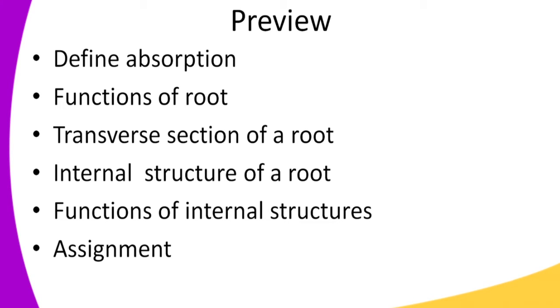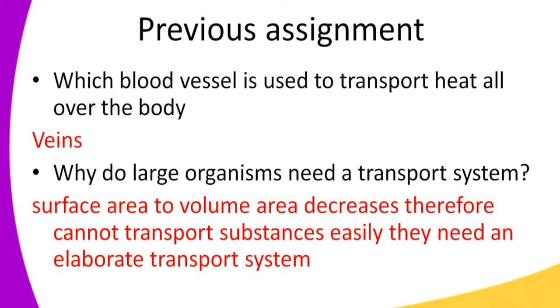So let us start by reviewing the previous assignment. Assignment number 1 was, which blood vessel is used to transport heat all over the body? The answer is the veins. They are the ones responsible for transporting heat all over the body. The second question was, why do large organisms need a transport system? We said that the surface area to volume ratio decreases, therefore they cannot transport substances easily, so they need an elaborate transport system, as we discussed in our first lesson.